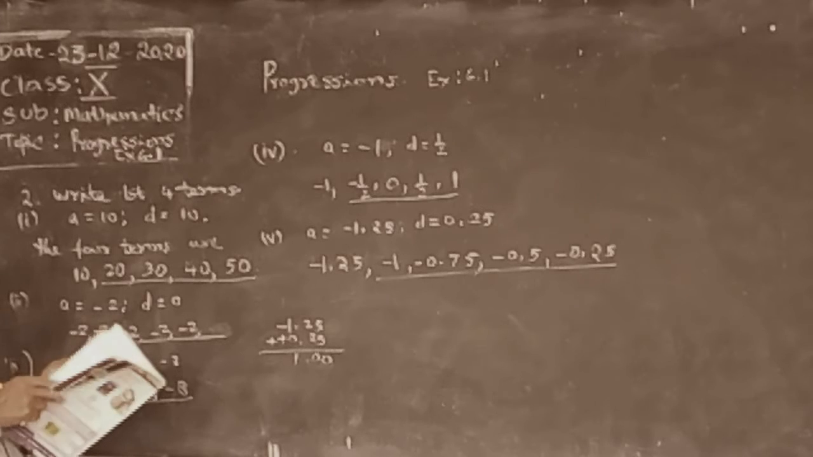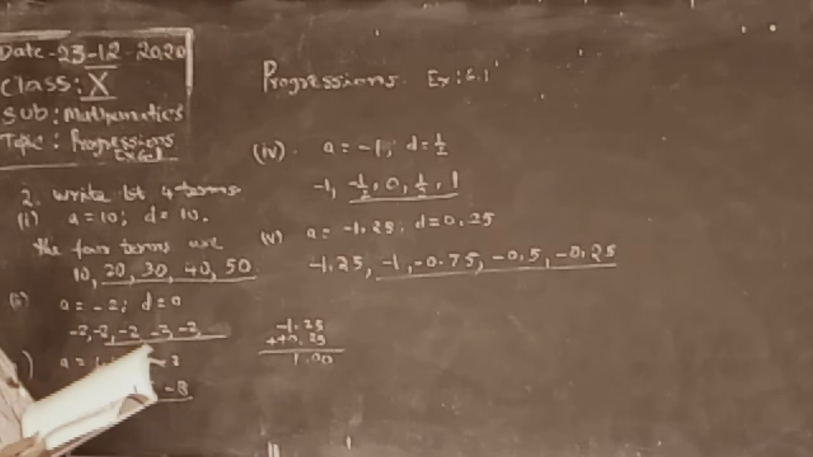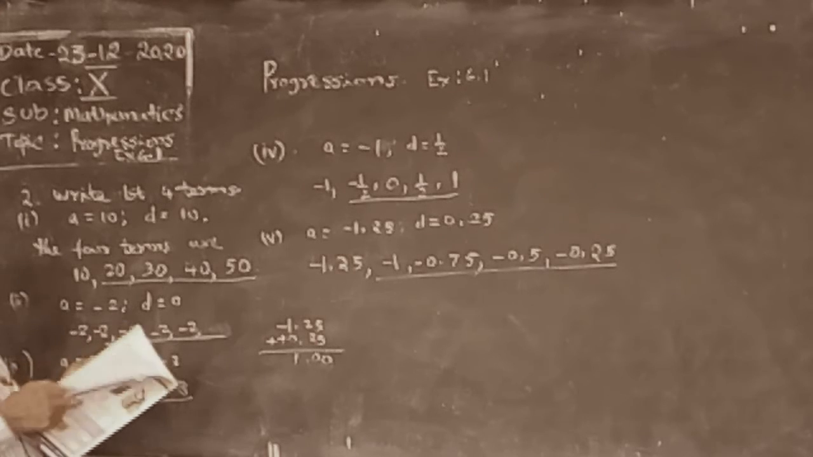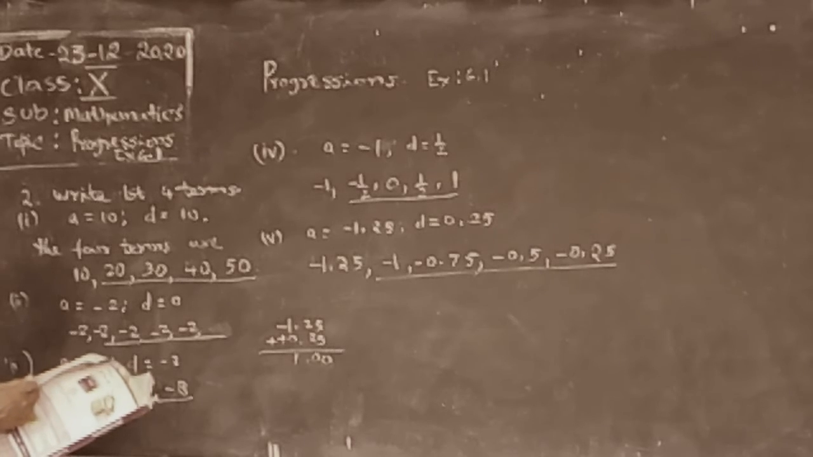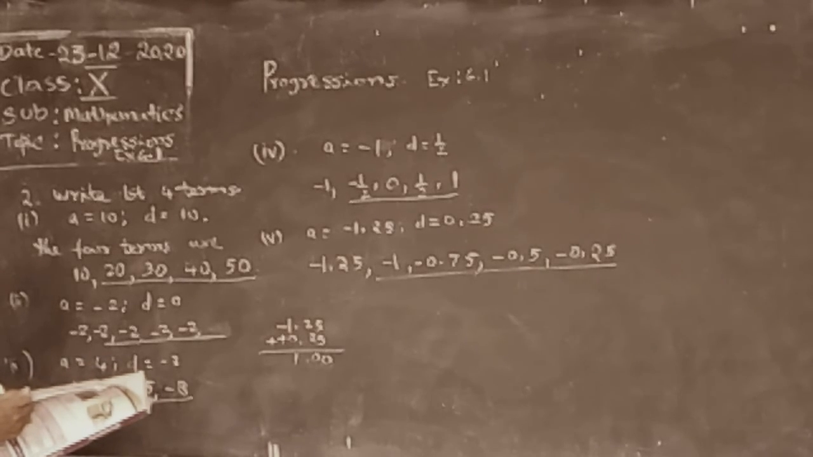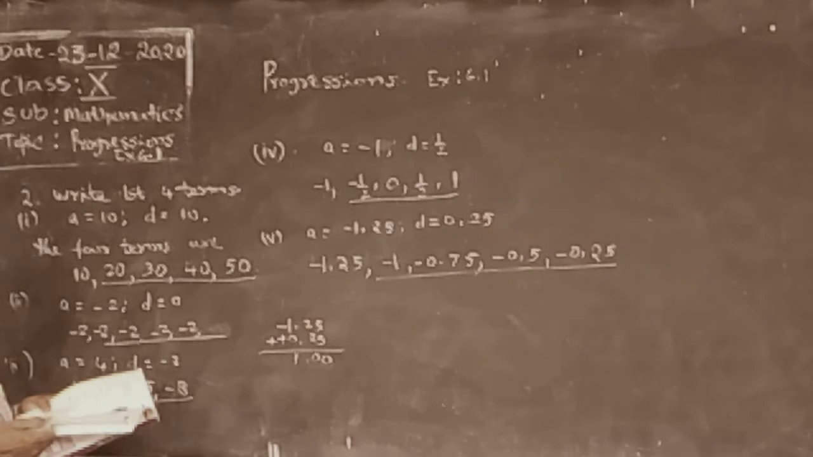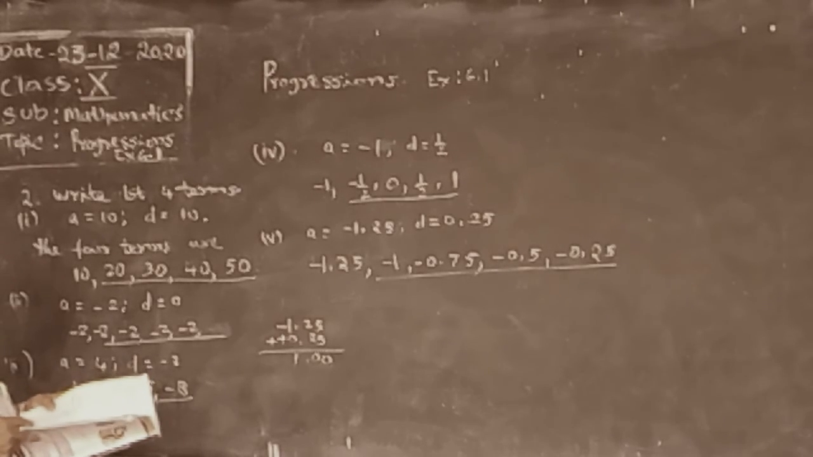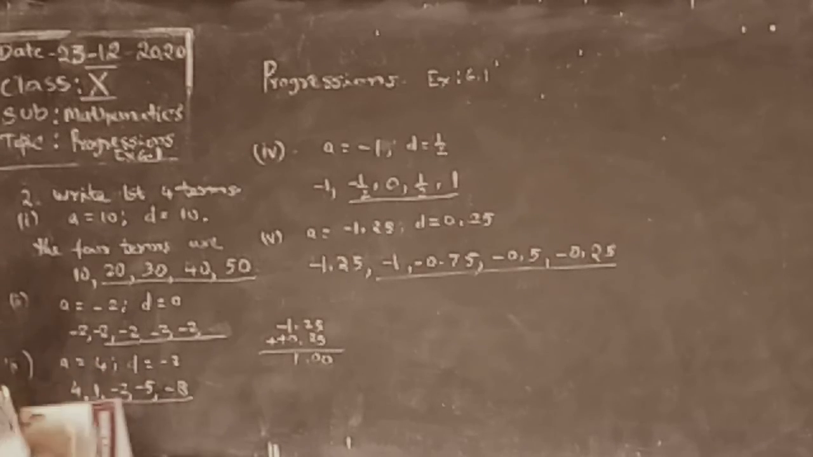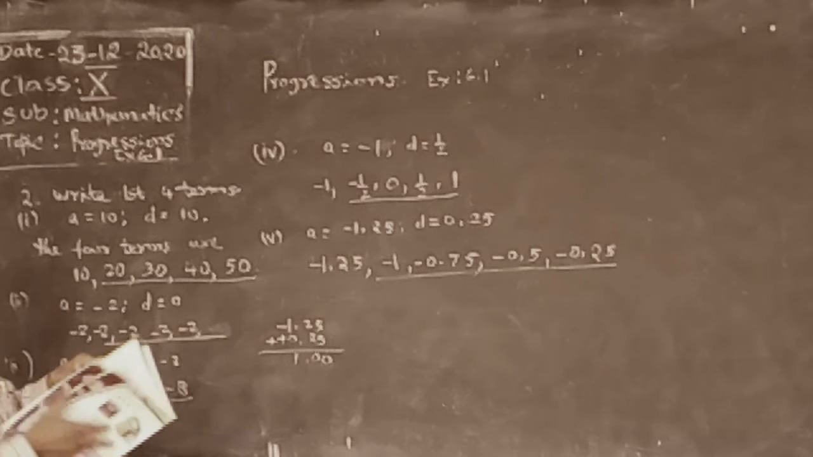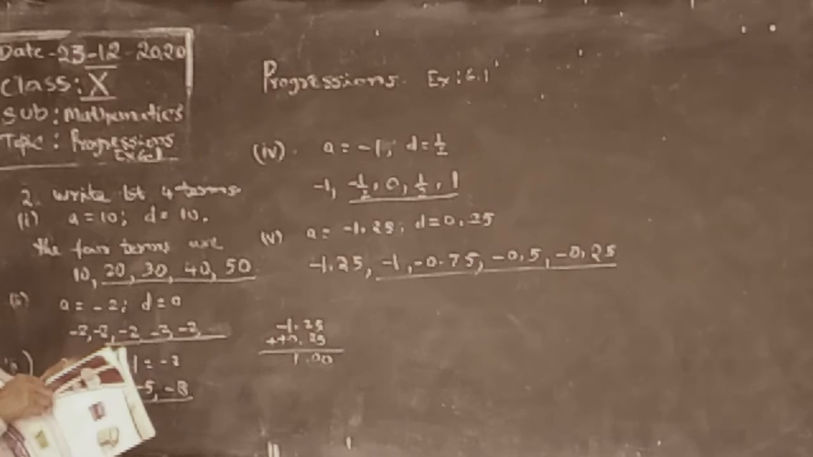Write down. d is given minus, but I have given plus. Okay. Next, third question.